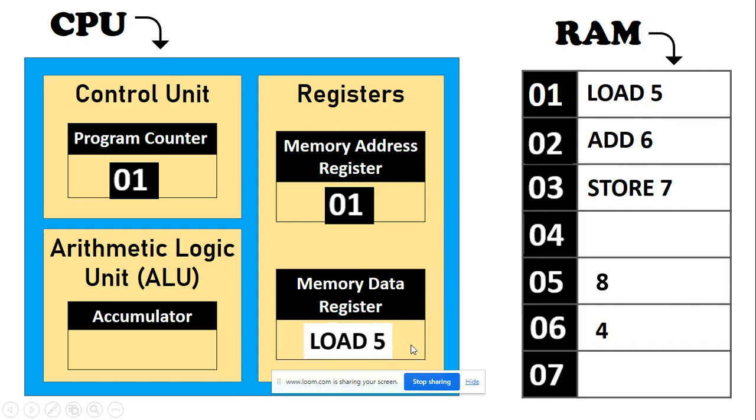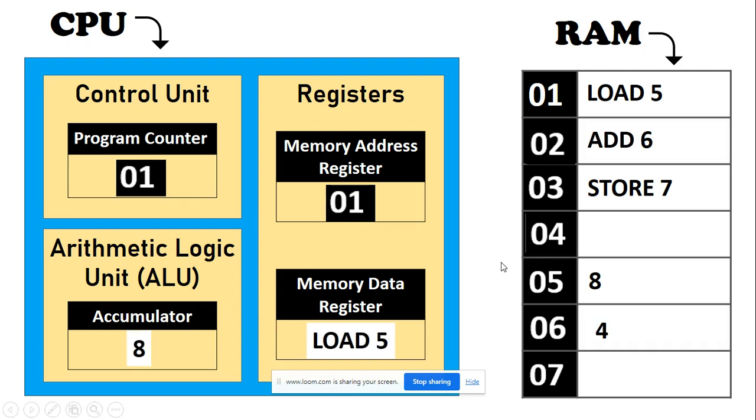We know that load 5 means it's going to load whatever data is in position 5 over here. So that is now going to be executed. It's going to do that. So it's going to take the number 8 and it's going to put it into our accumulator, which is keeping track of our total. That's our first instruction executed.